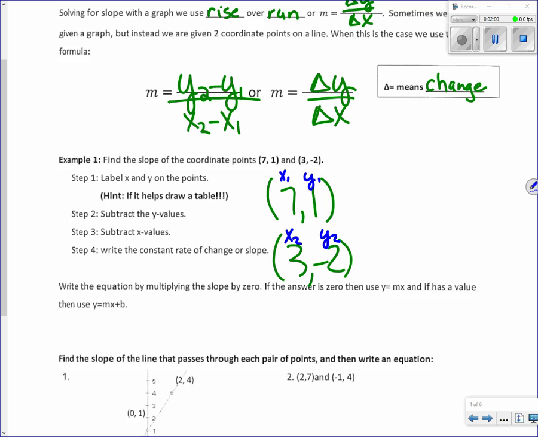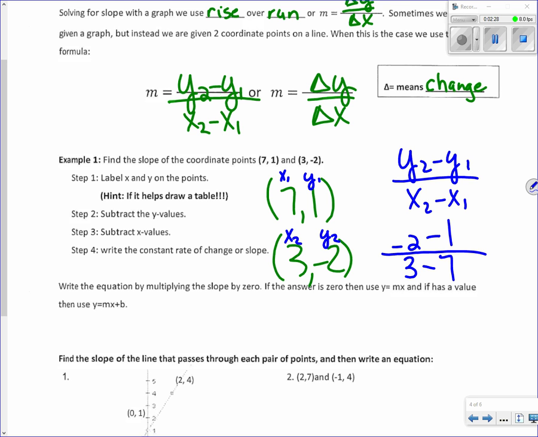Okay, so now I'm going to come over here, and I have my formula y2 minus y1 over x2 minus x1. I'm going to plug in my numbers. So my y2 is negative 2 minus my y1 is 1, over x2 is 3 minus x1 is 7.